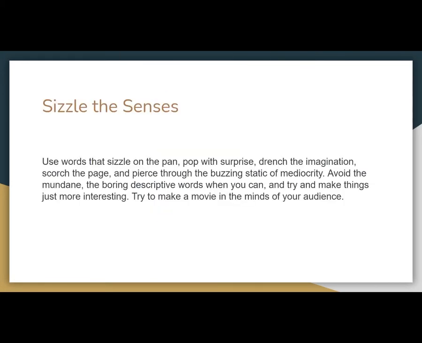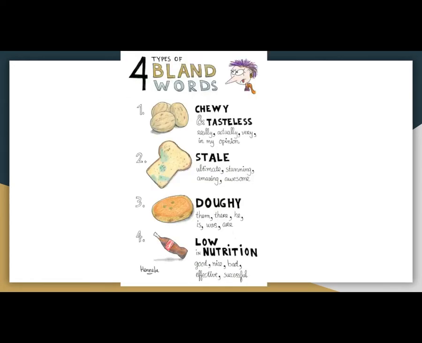So we need to use active words. And I want to give you some more examples of different kinds of bland words that I want us to try to avoid. We have four different categories here: chewy, tasteless, stale, doughy, and low in nutrition. Keeping with the food analogy here, we see examples like chewy and tasteless words like really, actually, very, in my opinion, as in they don't actually say anything.